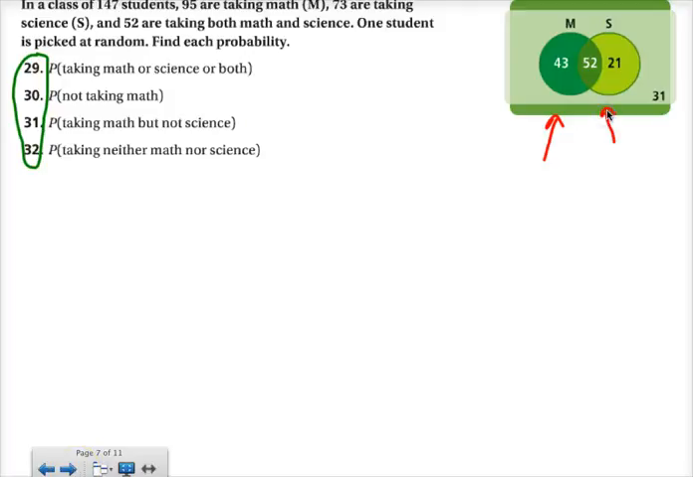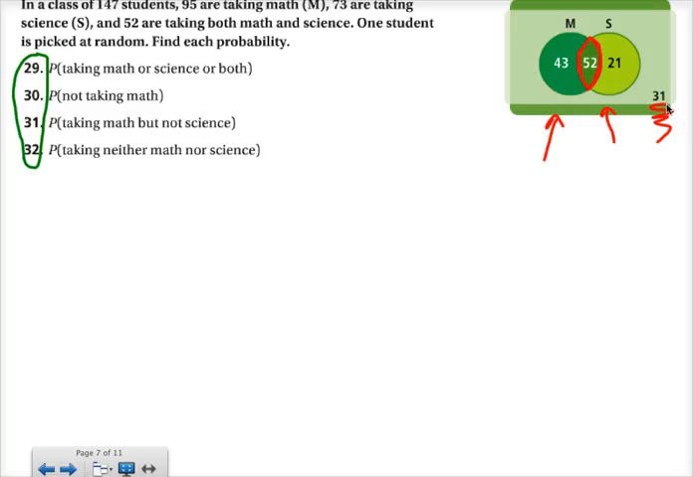So you look over here and you see, okay, 52 plus 21. And you realize these students right in this overlap here are taking both. They're taking math and science at the same time. So 52 of those people are doing that. And then, of course, we have 31 people out here that are not taking either one.